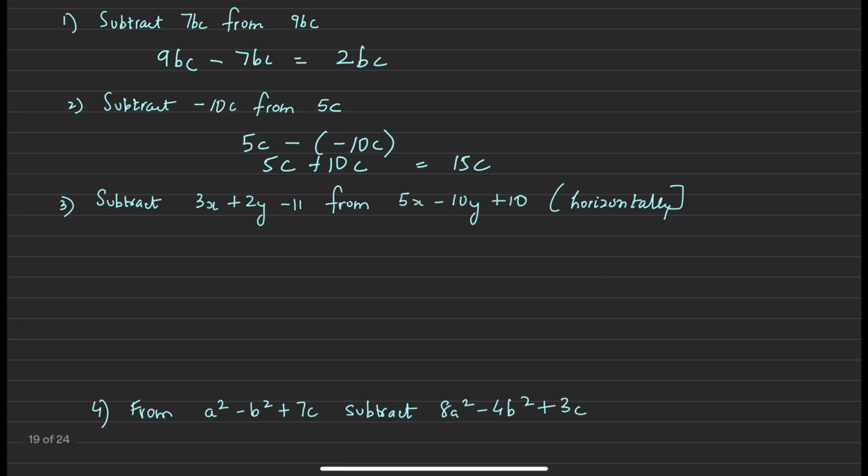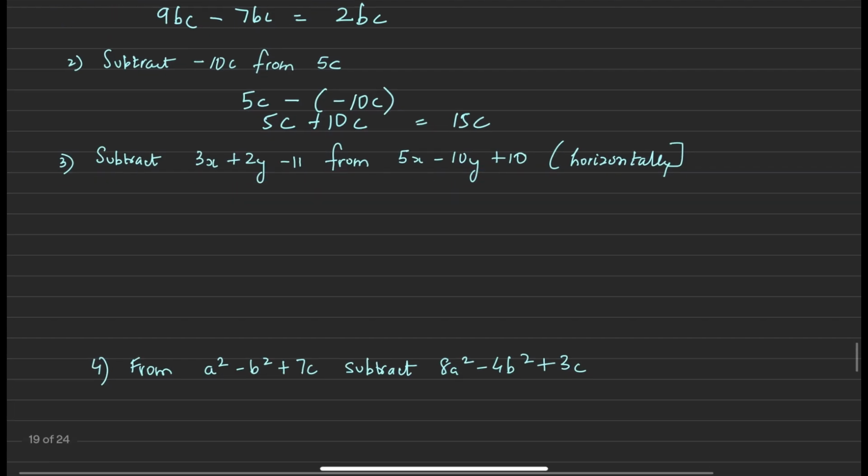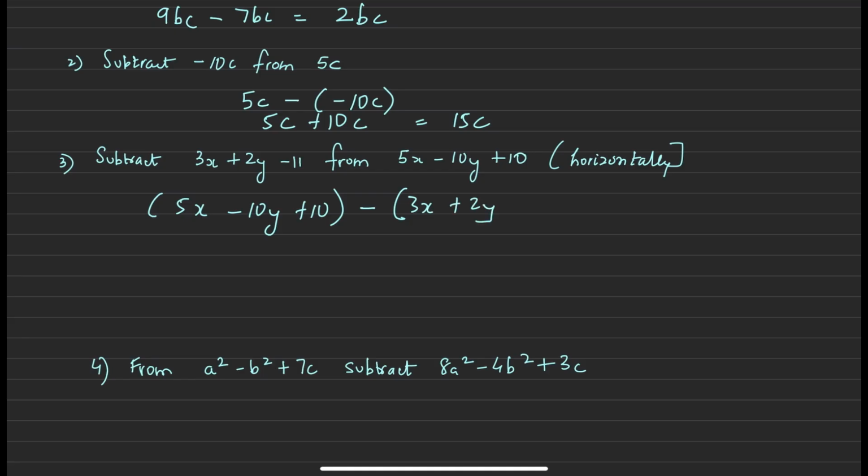Now subtract this expression from this. Tell me guys, which expression will you write in the first line? It is important to place it in the correct line. Okay, after from, what is there? 5x minus 10y plus 10, first expression, minus 3x plus 2y minus 11. Quickly, here the signs will not change. Here the signs will change. So positive 3x will become negative 3x, negative 2y, positive 11.